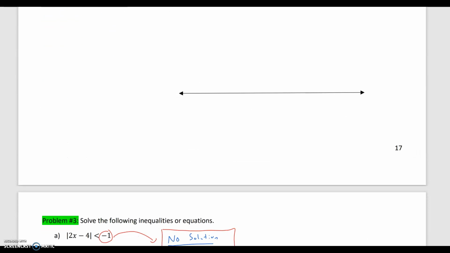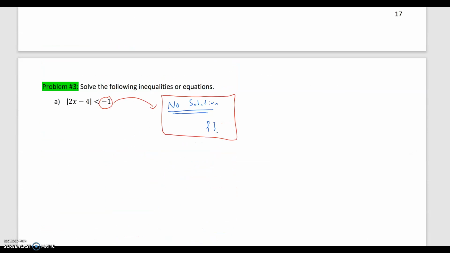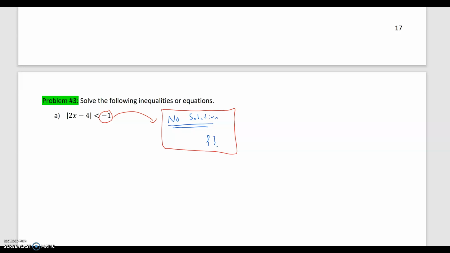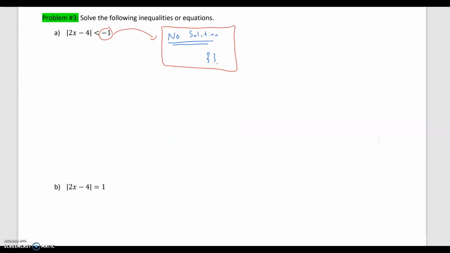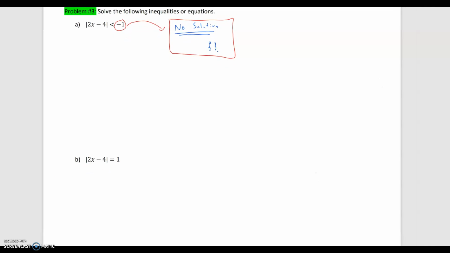For the problem being, because it says less than an actual negative value, in this case it is no solution. If it said greater than a negative value, then in that case it would be all real numbers, since technically all distances would be greater than a negative value. But for this one, less than means automatic no solution. Let's take a look at B.